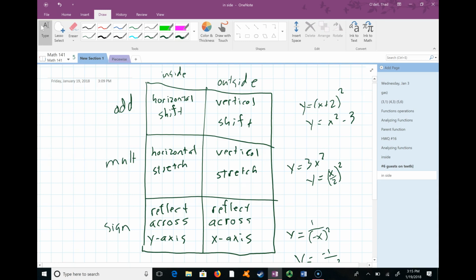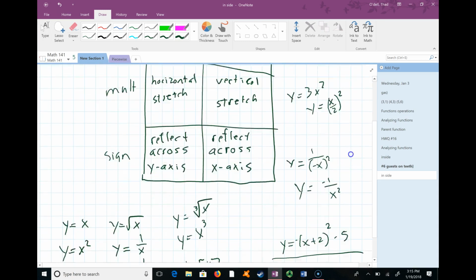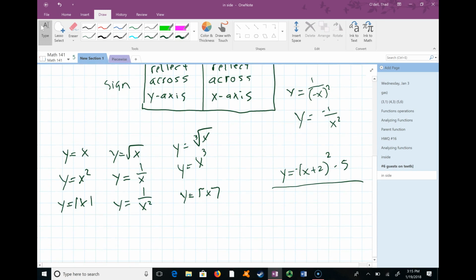Okay, so notice inside and outside are important things to understand. What inside means is the thing that we're doing, the adding, subtracting, multiplying, dividing, is it happening inside the function or outside the function? And by inside, we mean the main thing that's happening in that parent function. So for example, y equals x squared, the main thing is squared. So if you look at this example here, the plus 2 is happening inside the function, the minus 5 and the negative, and that was a very big negative, are happening outside the function.